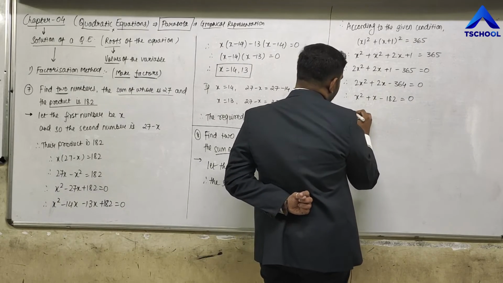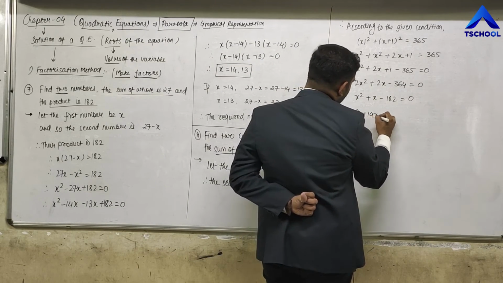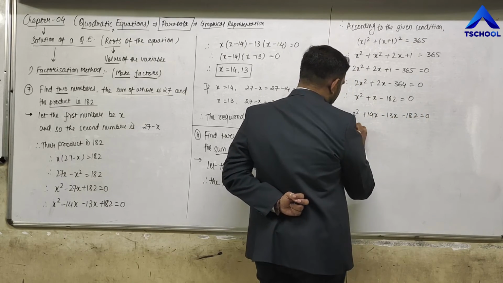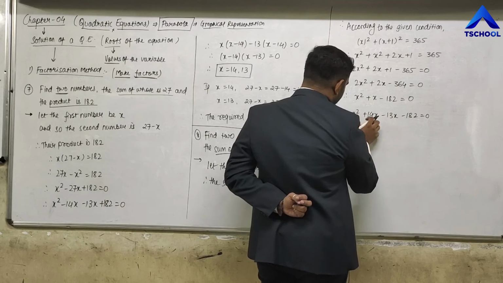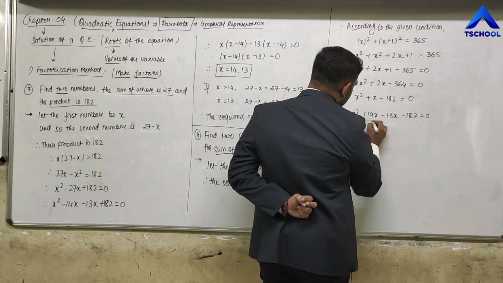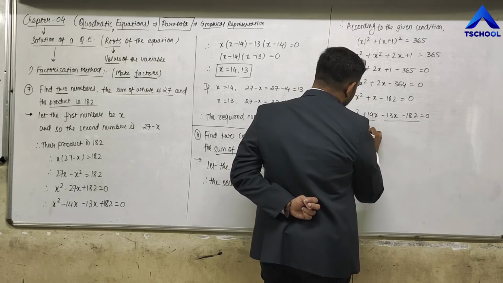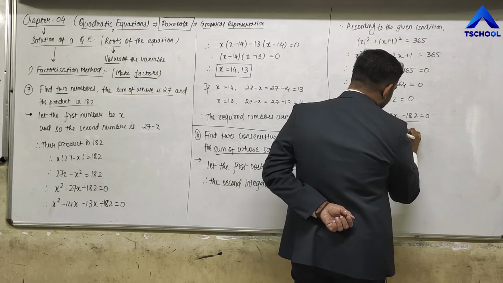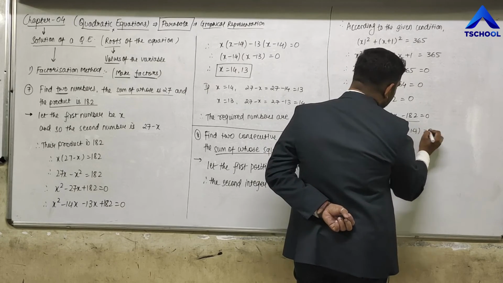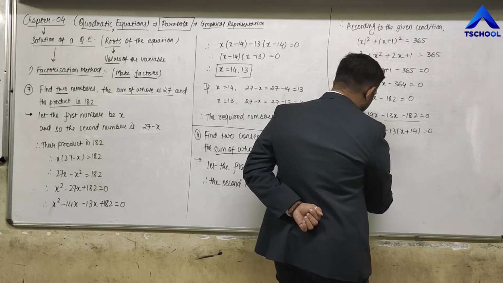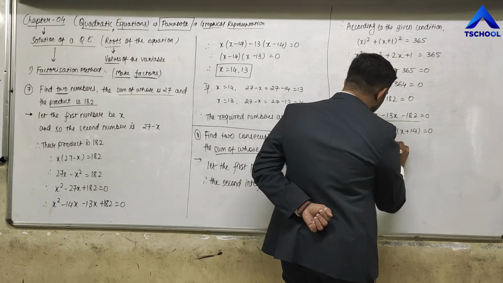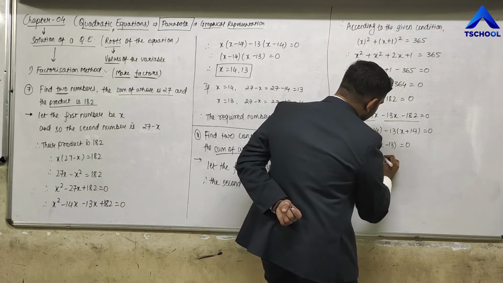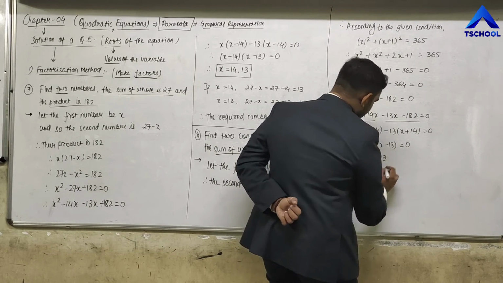So again we are going to factorize, that is x square plus 14x minus 13x minus 182 equal to 0. Therefore, what can we write down? We can take out x and minus 13 common from these terms, that is x into x plus 14 minus 13 into x plus 14 equal to 0. Therefore x plus 14 into x minus 13 equal to 0. Therefore x is equal to minus 14 and 13.